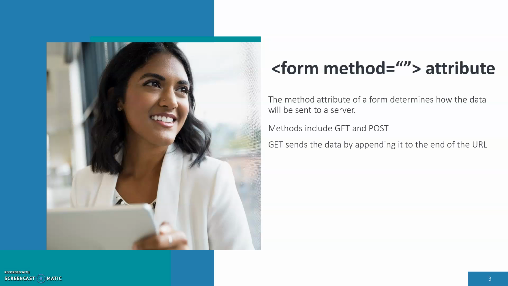Get sends the data by appending it to the end of the URL. This is not a secure method of sending information. Post sends the data to the web server for processing. This is a secure method of sending information. Let's take a closer look at each of these methods.